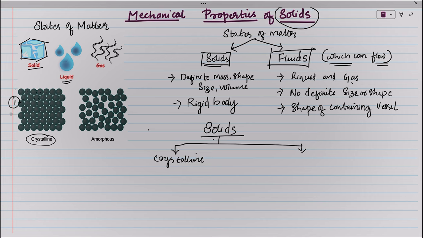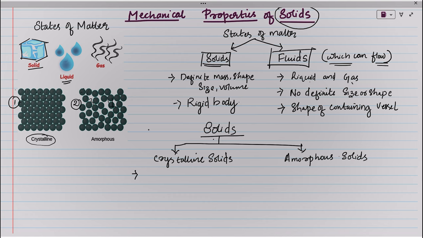And secondly, look at the second picture. In this, the atoms are irregularly arranged. That is called an amorphous solid. So we can categorize solids into two: crystalline solids and amorphous solids.